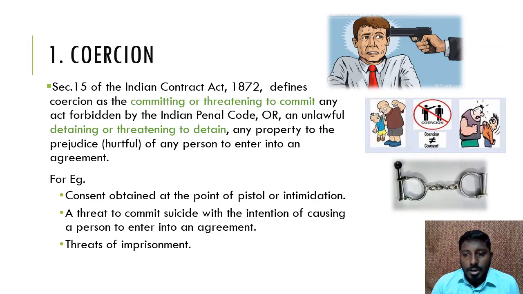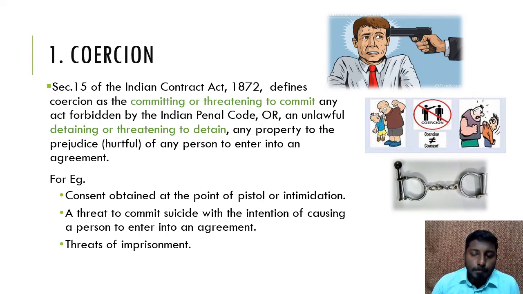So below free consent, we see number 1 as coercion, which is against free consent. So coercion is basically threatening to do something. Section 15 of the Indian Contract Act 1872 defines coercion as the committing or threatening to commit any act forbidden by the Indian Penal Code, or an unlawful detaining or threatening to detain any property to the prejudice of any person in order to enter into an agreement.